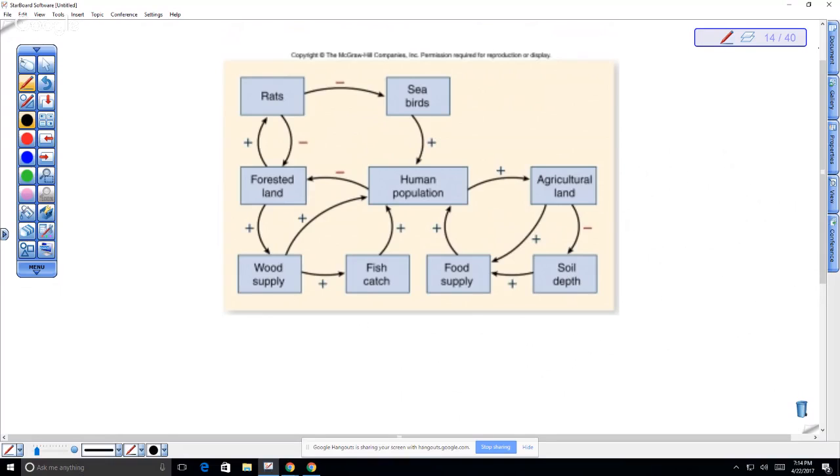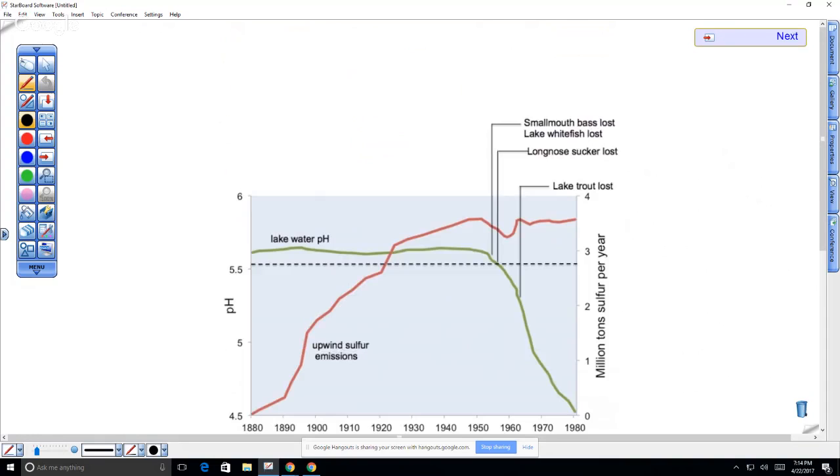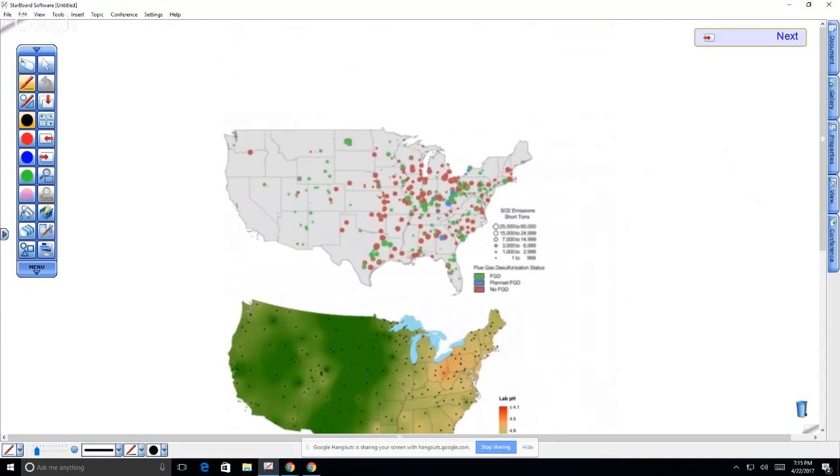This is the example of Eastern Island. And then hierarchy, time lags. Here, I'm gonna show you time lags. Okay, so this would be the upwind sulfur emissions. And notice how it took quite a few years from starting in 1880, where we finally see in 1960 a dramatic decrease in the pH of the lake. And so that accumulation of sulfur dioxide combining with water caused sulfuric acid. So that would be an example of a time lag consisting of many decades.